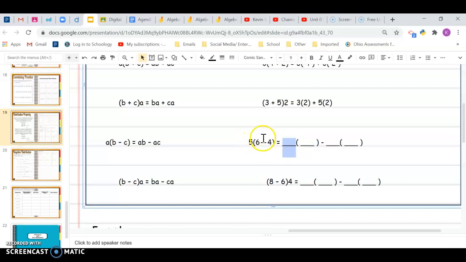So I see I have a 5 here times 6 minus 4. That means that when I multiply this, there should be a 5 here, and there should be a 5 also here. Now, when you look at our next one, you see that there's a 6 first and a 4 second. So that way we want to keep that order in the same place. So there should be a 6 first in this parenthesis, and there should be a 4 in this second parenthesis. So the way that this looks is just like how it looks over here.